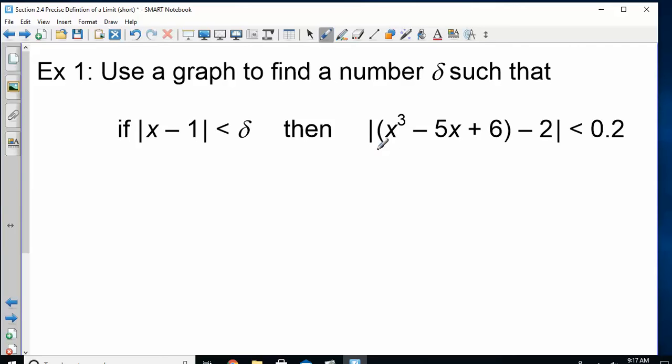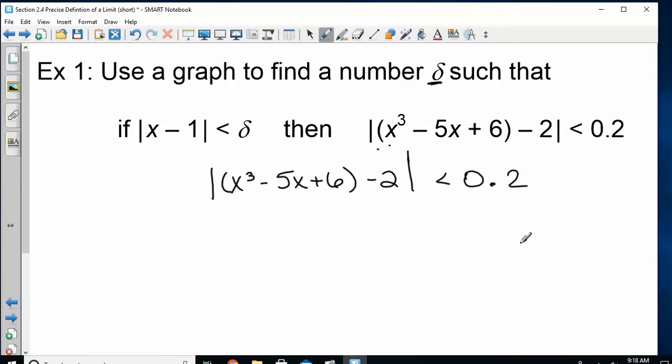What I'm asking you to do is to find a delta to make this true: that the distance between x cubed minus 5x plus 6 and 2 is less than 0.2. Sorry, 0.2. Okay, so let's just start here. This is representing my f of x.